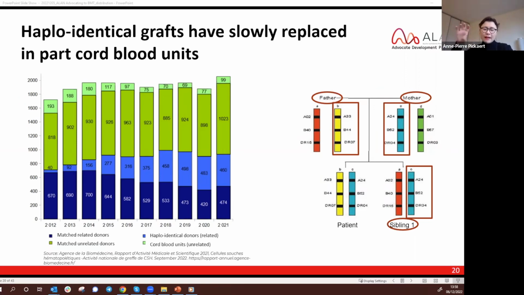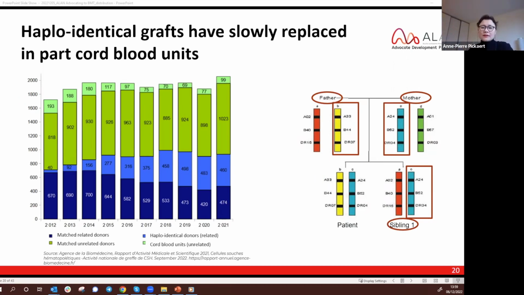Then you see the green one, the larger bit, which is the matched unrelated donors. So anonymous donors on the registry. And these are 10 out of 10 donors, and possibly also the 9 out of 10 or the 8 out of 10. And then on the top part, in a lighter shade of green, these are the cord blood units which were given.